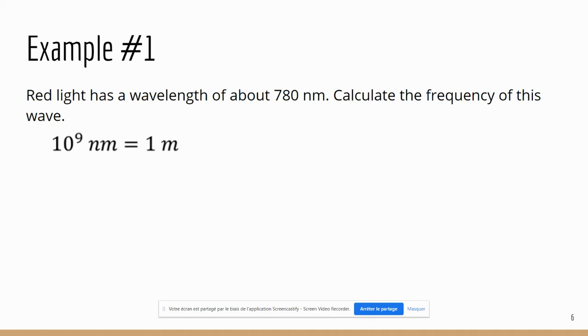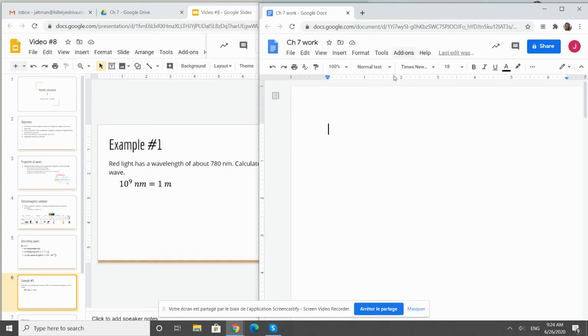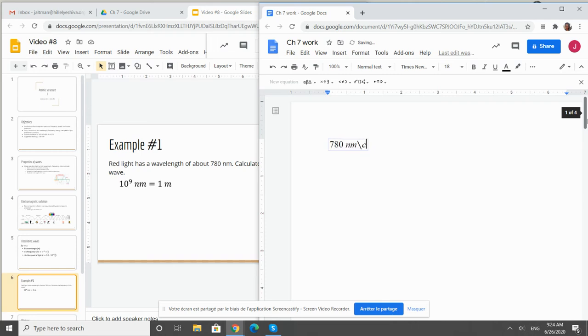Pause here and go ahead and try the example. All right. The first thing we need to do is convert 780 nanometers to meters. The reason we have to do that is to make the units work out, because c is in meters per second, not nanometers per second. Otherwise, the units wouldn't work out.